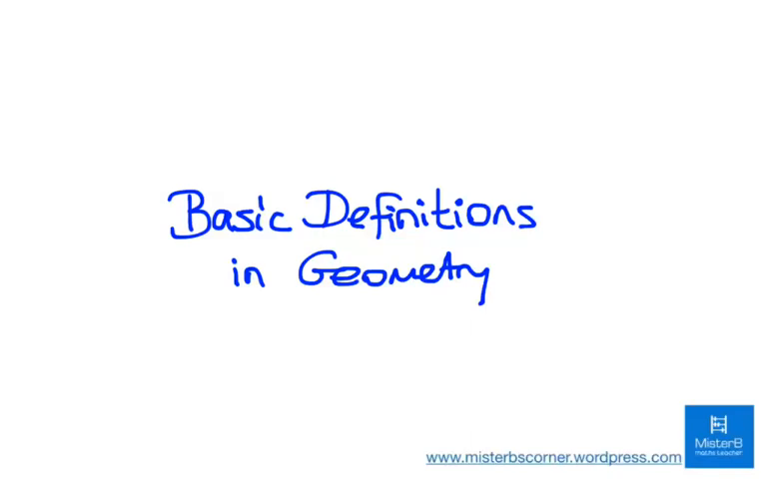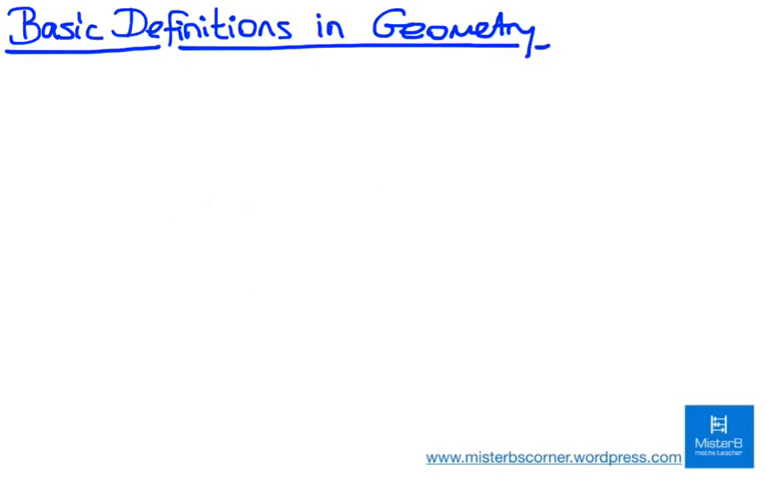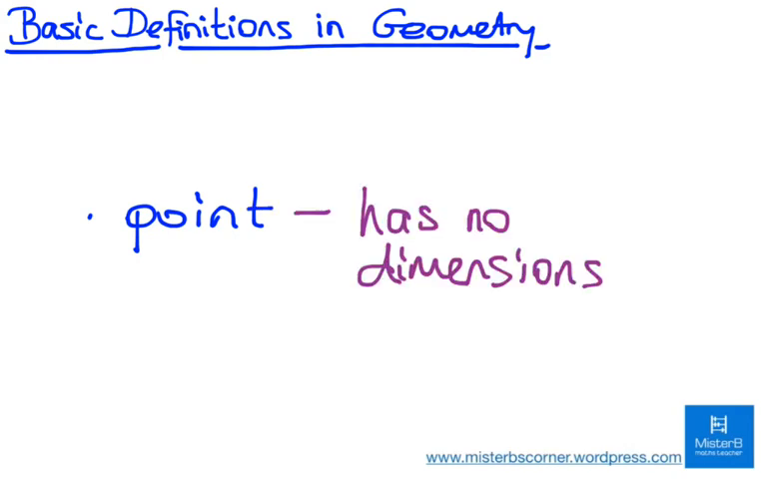In this video, we are going to talk about some basic definitions in geometry. It all starts with a point, right? So a point in geometry is a geometric entity which has no dimensions. It doesn't have a length, it doesn't have a width, it doesn't have a height.